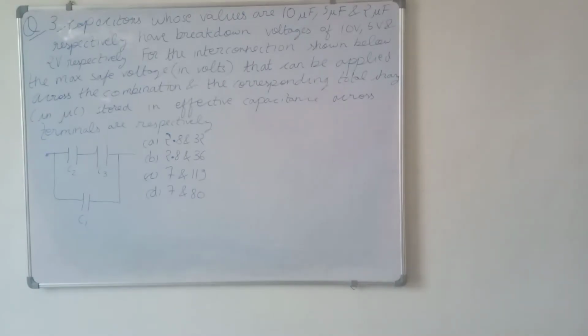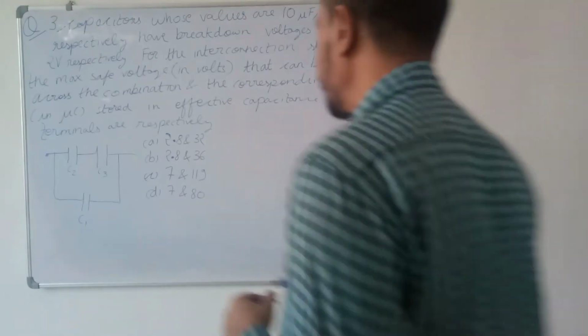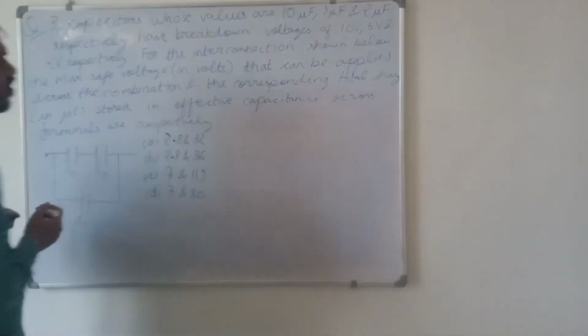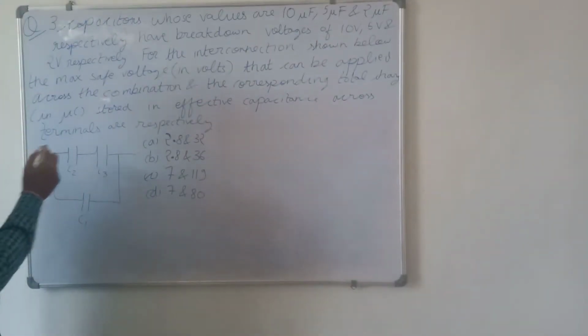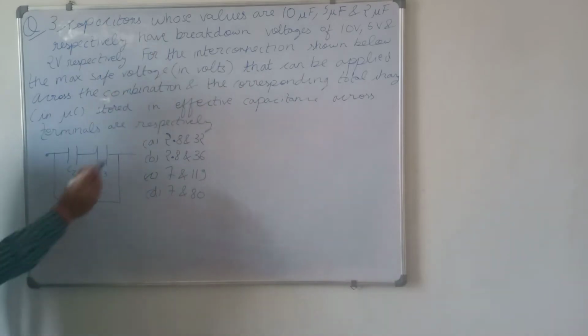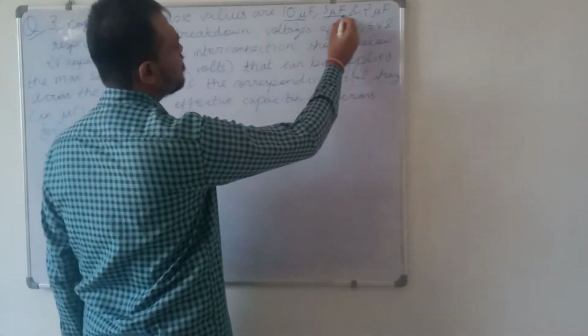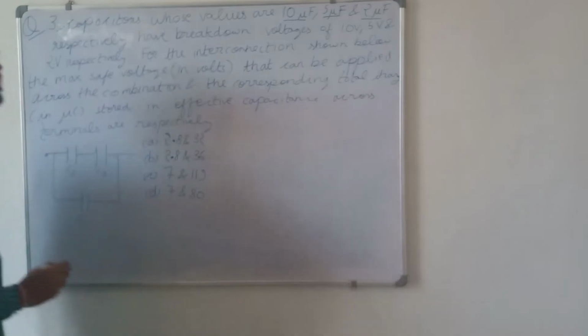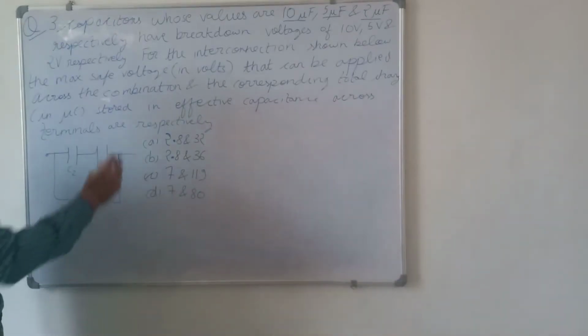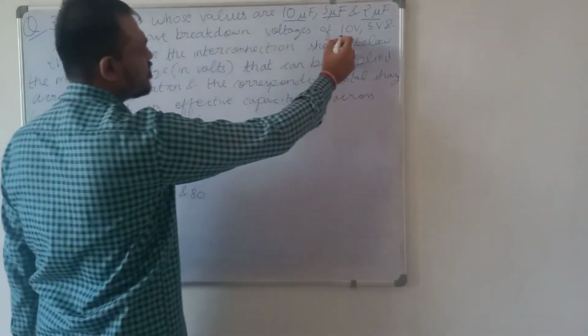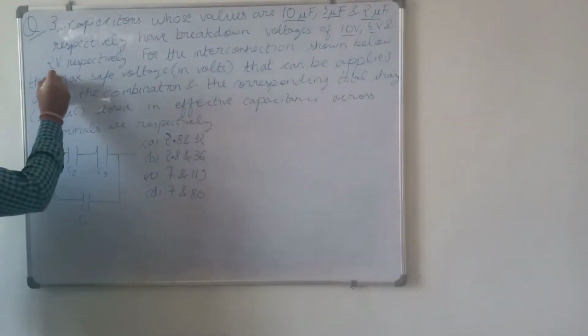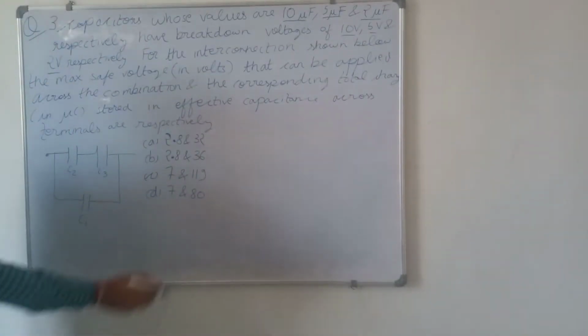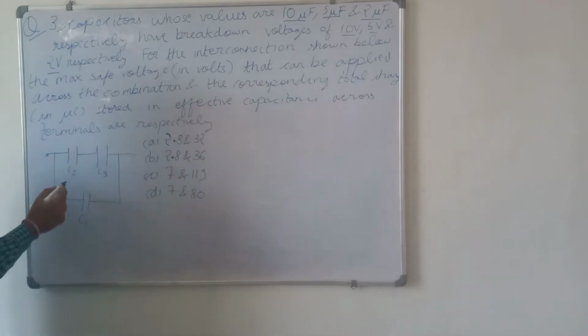This question is from GATE 2013 Electronics and it is based on breakdown voltages of capacitors. It says that three capacitors whose values are 10 microfarad, 5 microfarad and 2 microfarad respectively have breakdown voltages of 10 volt, 5 volt and 2 volt respectively. For the interconnection shown below, C2 and C3 are connected in series and C1 is connected across them in parallel.